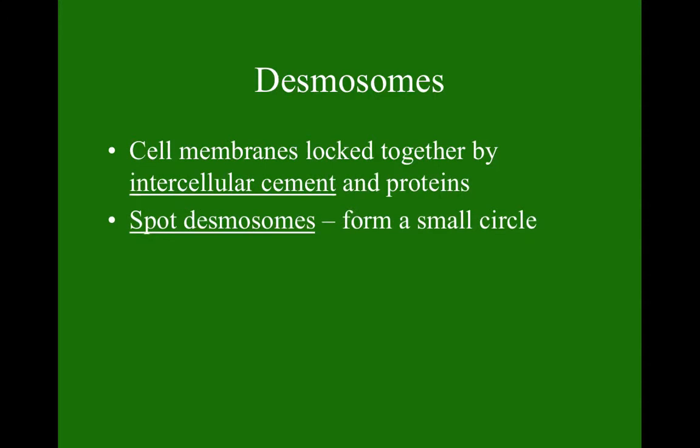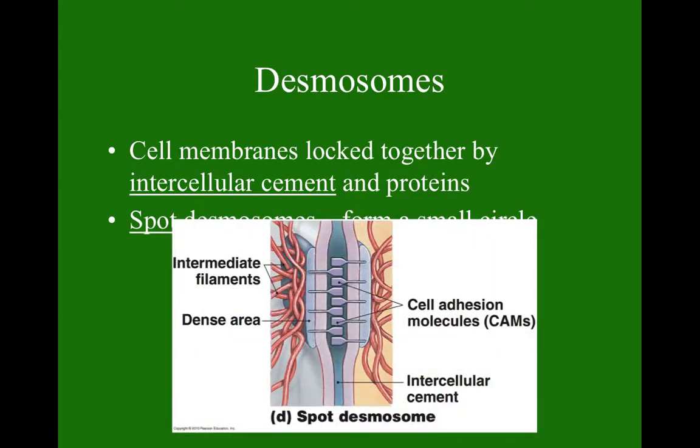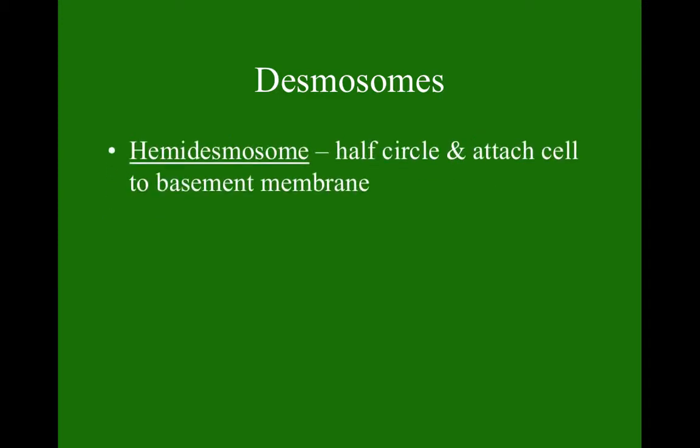We can have something called a spot desmosome, which exists on the side of a cell, and that forms a small circle. So you can see here we have the intercellular cement and the proteins that they are calling the cell adhesion molecules that lock together those cells. We can also have something called a hemidesmosome that is in a half circle shape, and what that does is it attaches the cell to the basement membrane.